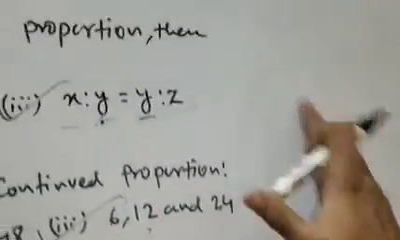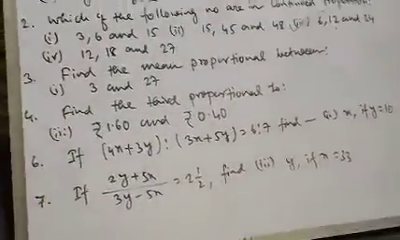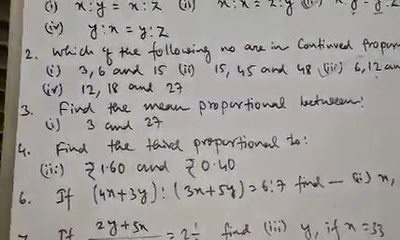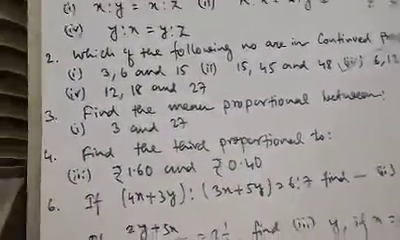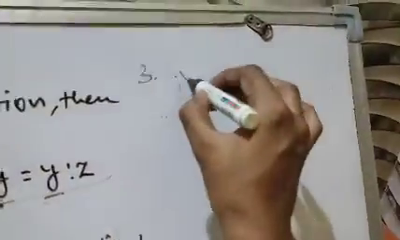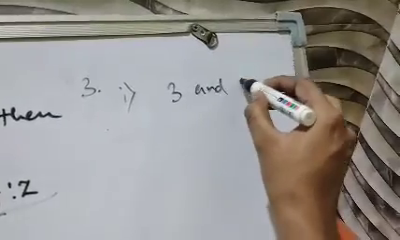Question number 3 says, find the mean proportional between 3 and 27. So we have been given two numbers, 3 and 27, and we have to find out the mean proportional between these two numbers.